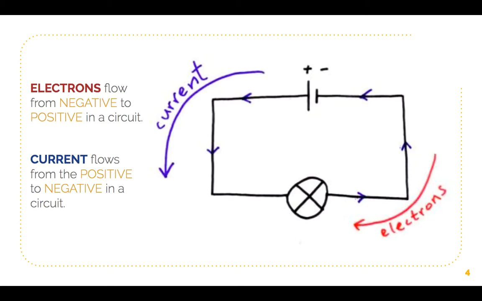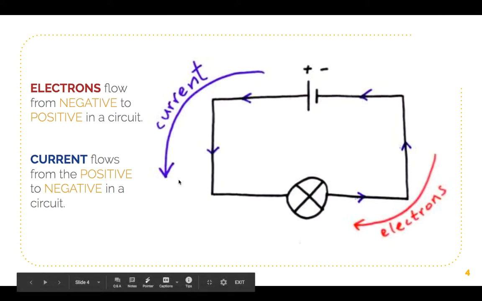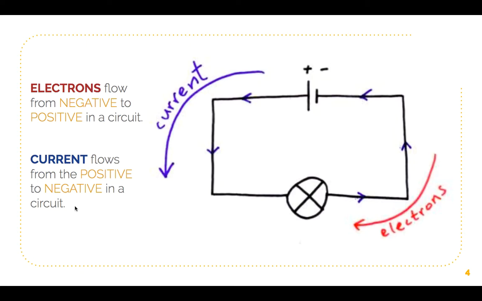Also, as a review from last week's lesson, electrons in a circuit flow from negative to positive. So you can see here, this is the symbol for a battery. We see the negative side, and electrons are flowing in this circuit in the clockwise direction. But current flows from positive to negative in a circuit.